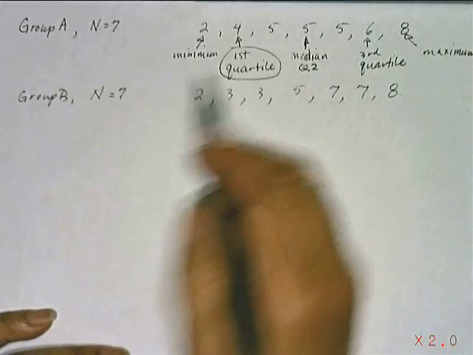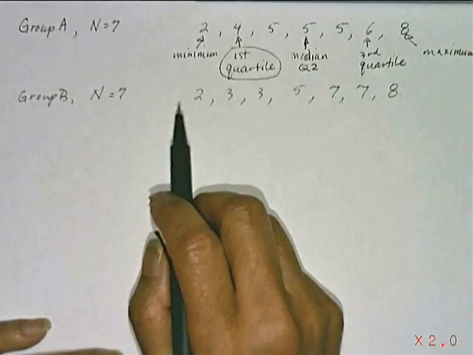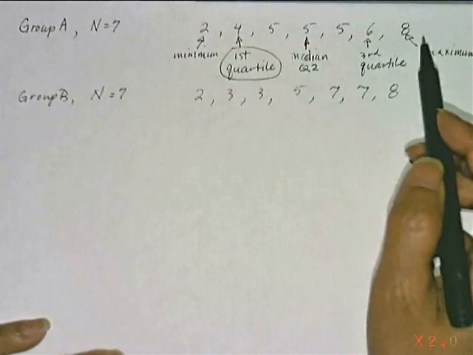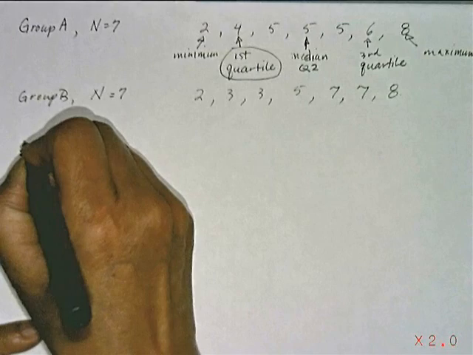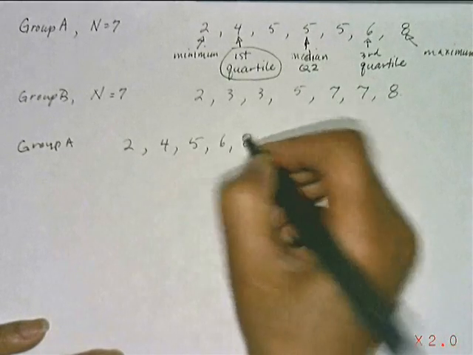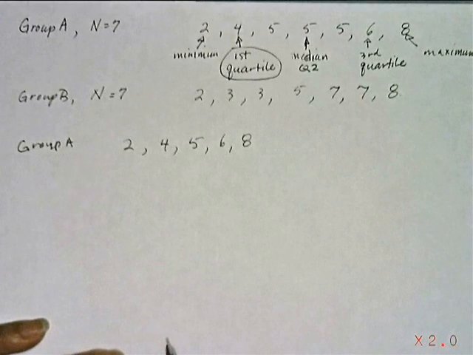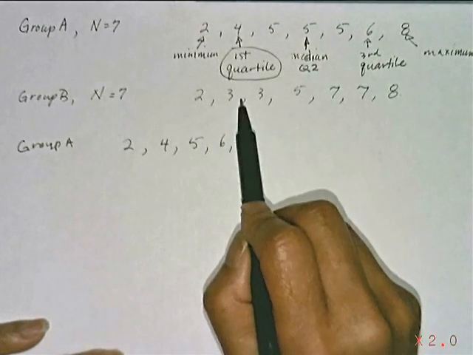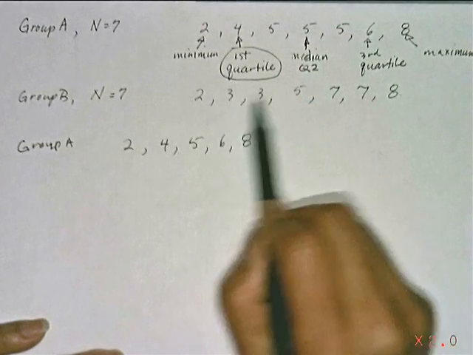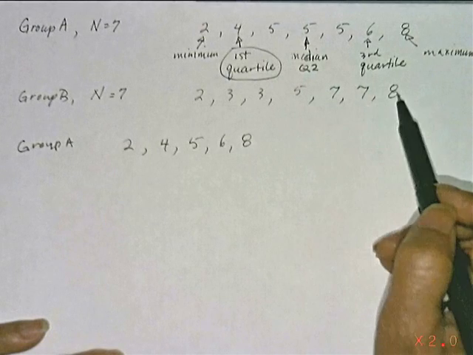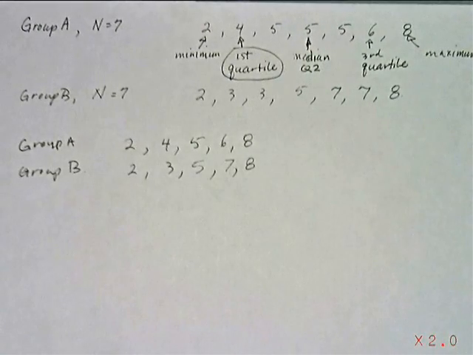The numbers that describe group A are 2, 4, 5, 6, and 8. The 5-number description: 2, 4, 5, 6, and 8. And we're going to use this to draw our box and whisker plot. For our second group B, the minimum is 2, the first quartile is 3, the median is 5, the third quartile is 7, and the maximum is 8. And we can use this to draw our box and whisker plot.